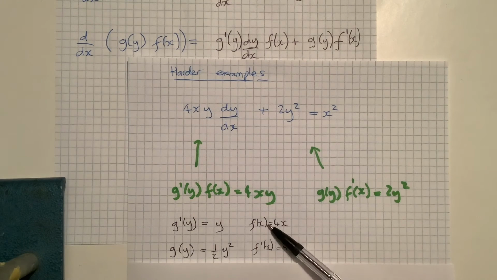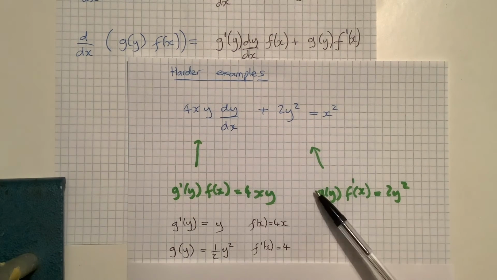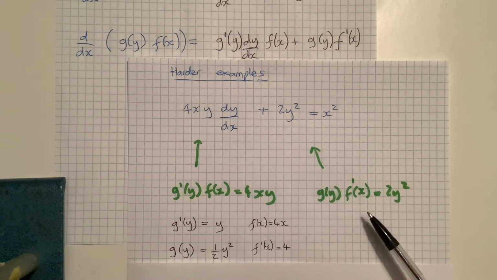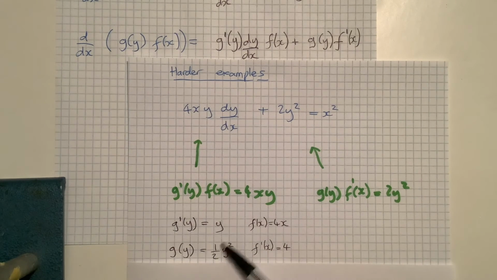Similarly here, if my f of x function is 4x, when I differentiate that, I get 4. So now I'm thinking, does that work here? If I take my g of y function and I multiply it by the derivative of the f function, so multiply it by 4, if I times these two things together, does that give me 2y squared? So a half y squared times 4, yes, that does give me 2y squared. So this selection here of f of x and g of y does work.